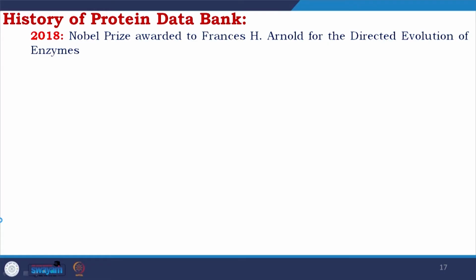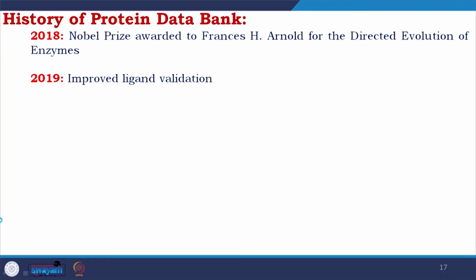So, hybrid methods start coming. In 2018, the Nobel Prize was awarded to Francis H. Arnold for the directed evolution of enzymes, or you could say enzyme engineering. So, enzyme engineering is a very modern technology with modern demands, and this is only possible by utilizing high resolution structures. So, that is why it is a part of PDB.